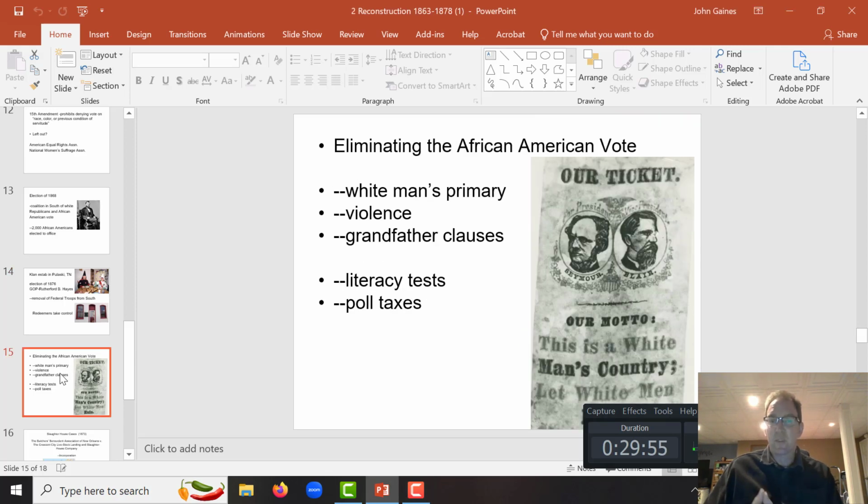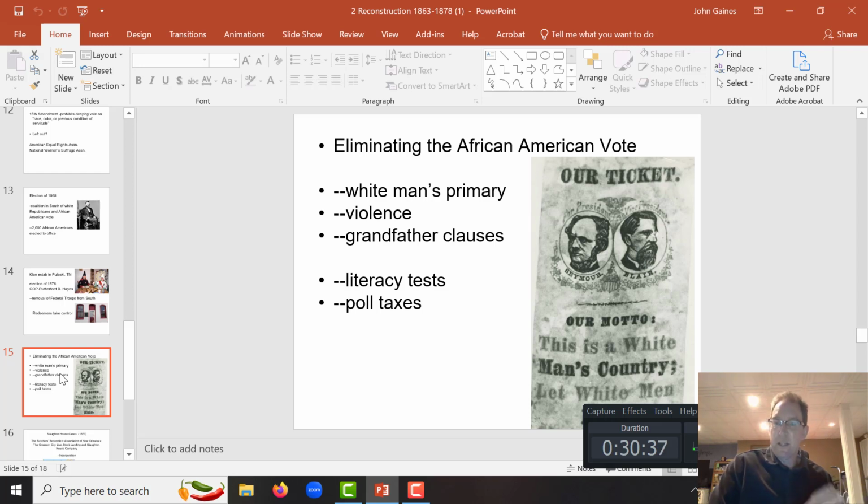Once the Redeemers take control of Southern governments, a big thing that they feel like they've got to do anyway is they've definitely got to eliminate the African American vote. The African American vote is getting African Americans elected to Congress and to state legislatures. One African American guy was governor of Louisiana for about a month, but there was some massive progress, and that's got to be undone from the perspective of a lot of white Southern Democrats.